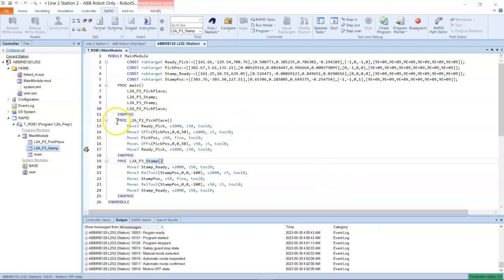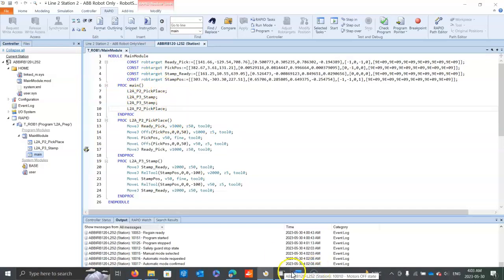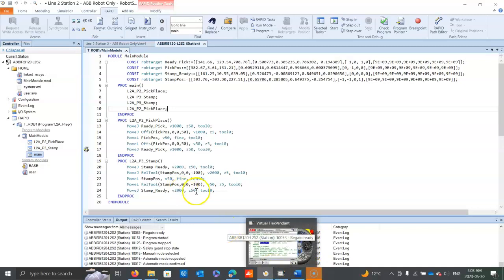Here I have created the pick place subroutine and the stamp subroutine, and I have used these two subroutines by calling them in the main routine, where first of all I have called the pick place subroutine, after that the stamping subroutine, and finally the pick place subroutine to put the part back to the original place. Now I'm going to demonstrate this in the simulation.